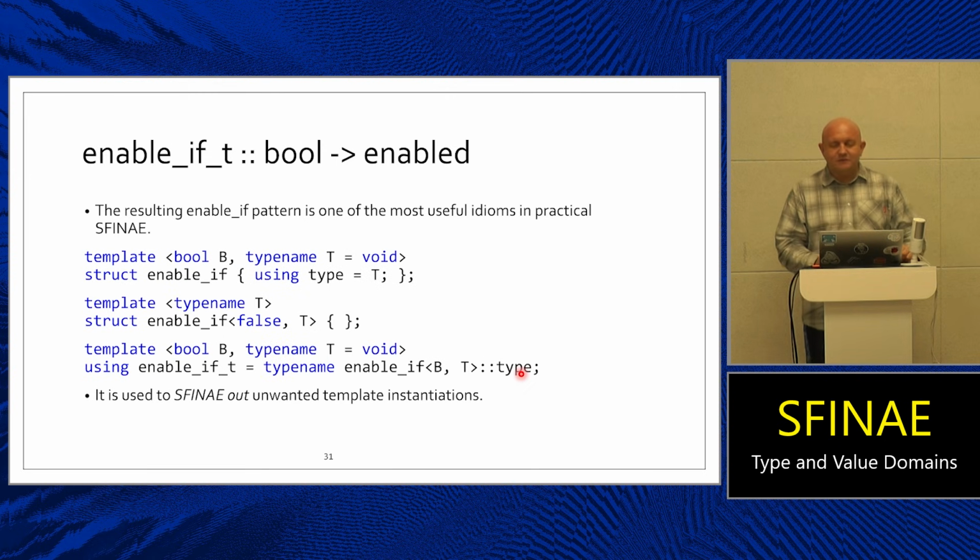From this idea comes one of the most practical SFINAE idioms, enable_if. It turns a Boolean condition into either a valid type or no type at all. If the condition is true, it yields the provided type, by default void, and if it's false, the specialization doesn't define type, so any attempt to use the undefined type becomes invalid. In other words, enable_if is a way to SFINAE-out unwanted template instantiations, to quietly erase the ones that don't meet the condition and keep only those that do.